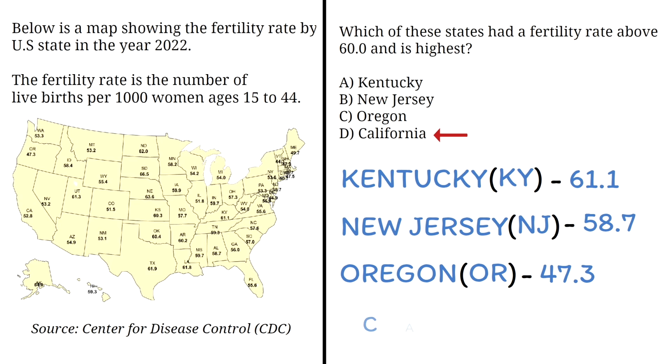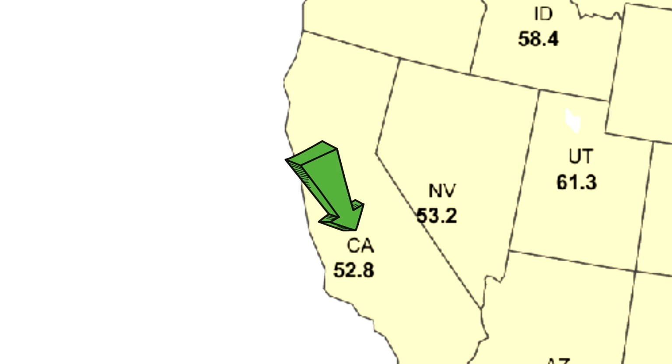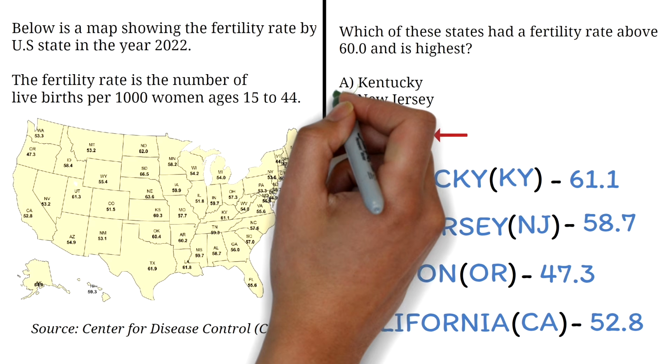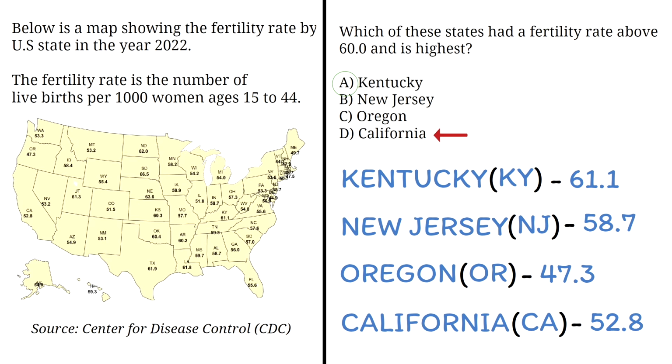Option D says California. Note that the state abbreviation for California is CA. So let's find the fertility rate of California, CA, on our map. So when we look through our map, we see that CA has a fertility rate of 52.8. That's also incorrect. This fertility rate fails one of the requirements in the question. It falls below 60.0. Thus, the correct answer is option A, Kentucky. It passes both requirements in the question. It is above 60.0. And it's also the highest between the listed states.